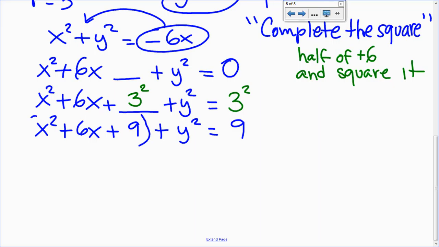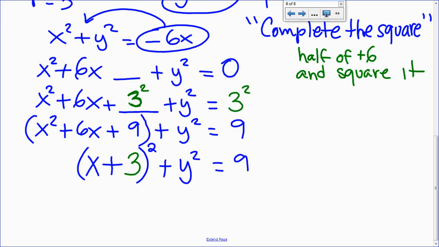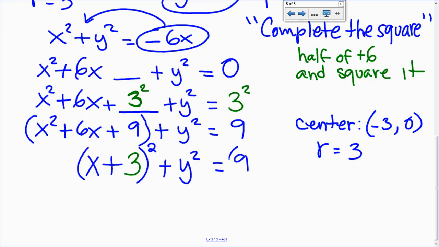Now, what I'm going to do is take the first term, that trinomial, and I'm going to factor it. That is actually a perfect trinomial square. So I'm going to factor it so that it looks like this, like a binomial square. So it will be x plus, and the number that I'm going to use is actually this number, 3. And that's it. That's how we get the equation of our circle. The circle happens to have a center at negative 3, 0, and the radius is 3. Why is it 3? Because it's the square root of 9.